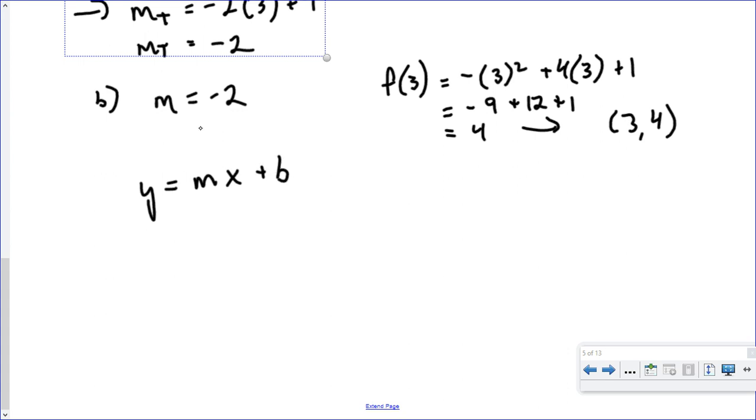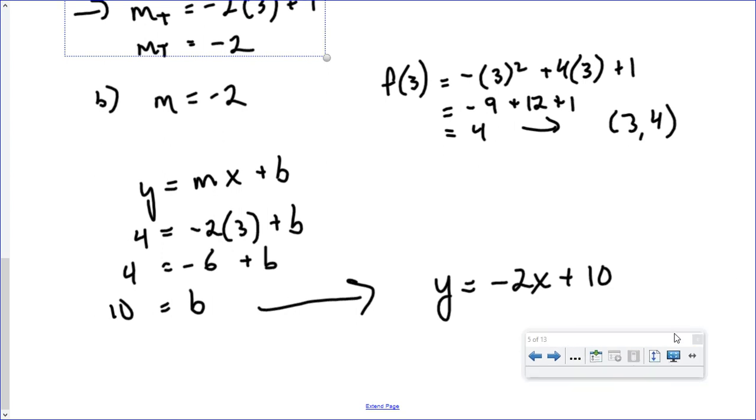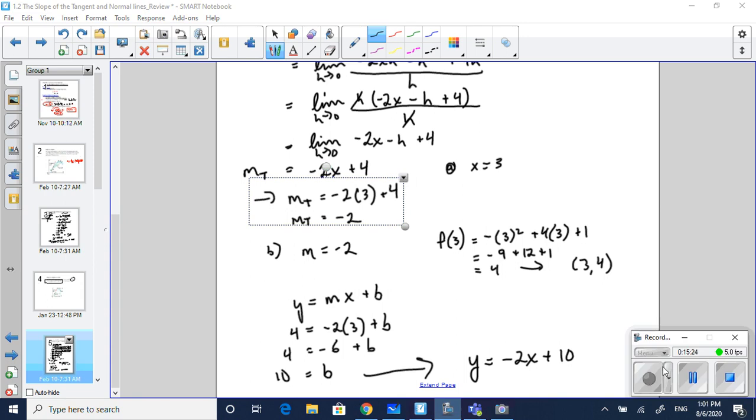That's enough to find the equation of my tangent line. I can substitute the point (3, 4), my slope is negative 2, my x is 3, plus b. I have to solve for b. So my equation of my tangent line is y equals negative 2x plus 10. I'm going to pause this and go into Desmos and do this. Let me just pause this for a second and open up Desmos.